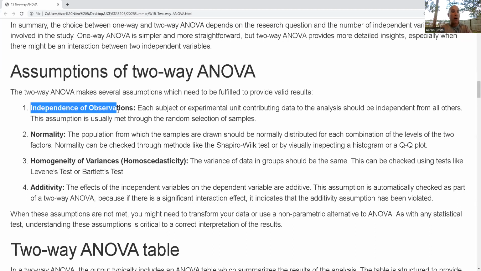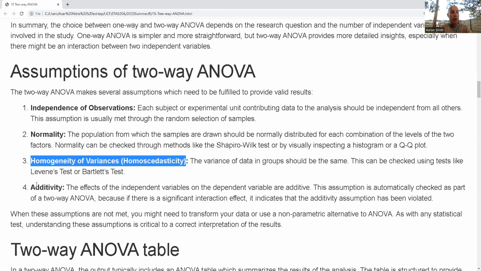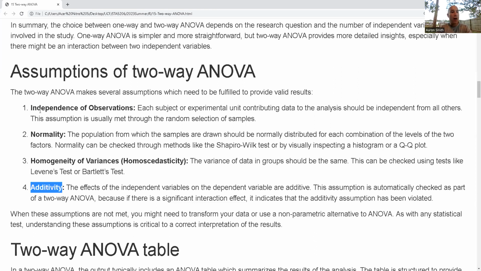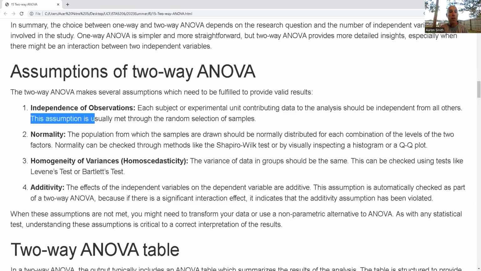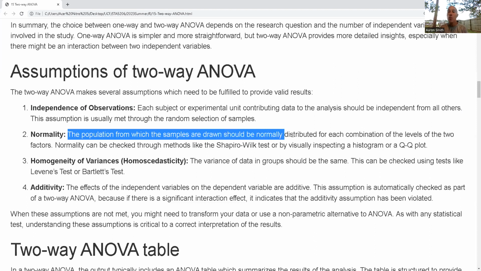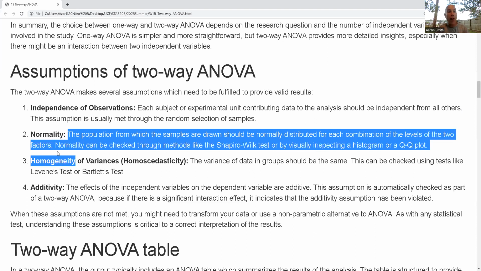First one is independence of observations. Second one is normality. Third one is homogeneity of variances, homoscedasticity. And then additivity. All right, independence of observations. Each subject or experimental unit contributing data to the analysis should be independent from all others. This assumption is usually met through the random selection of samples. Normality. The population from which the samples are drawn should be normally distributed for each combination of levels of the two factors.